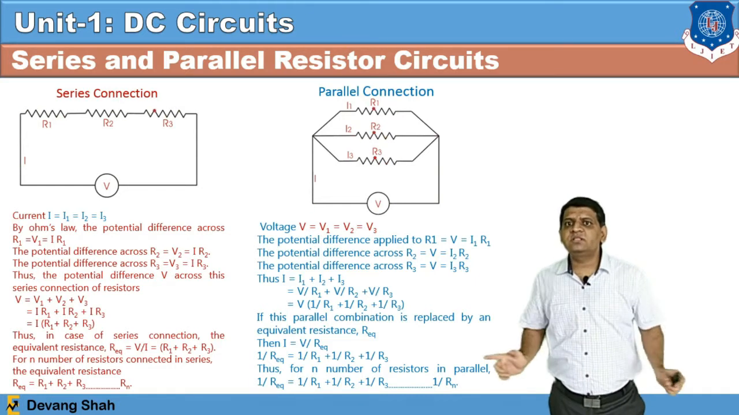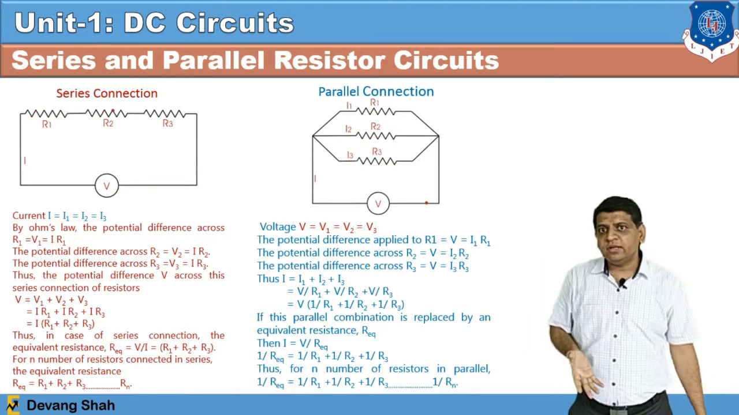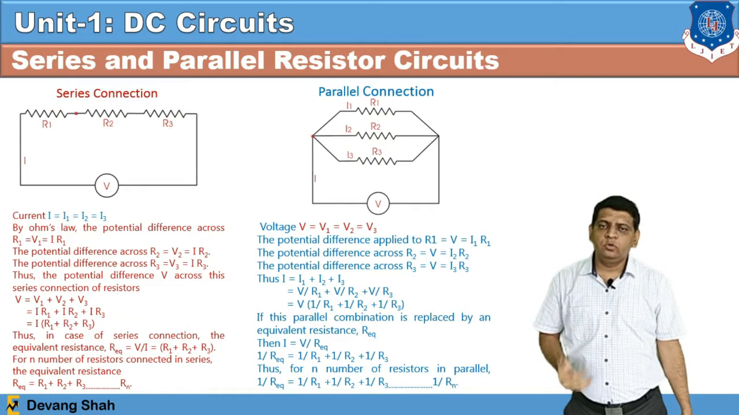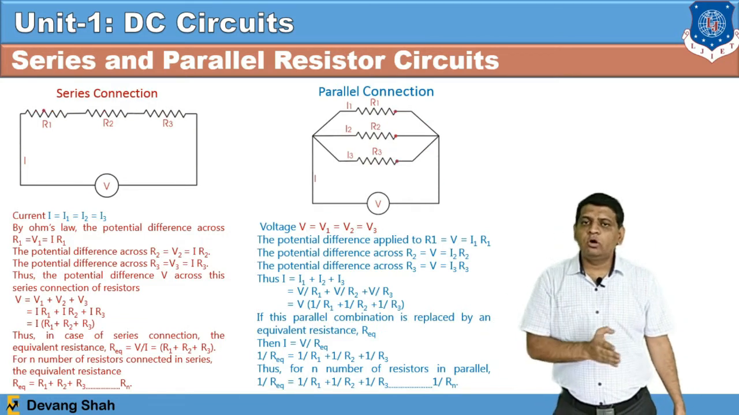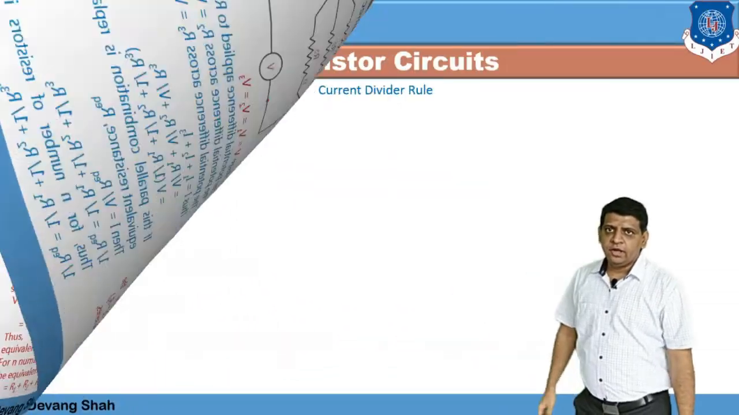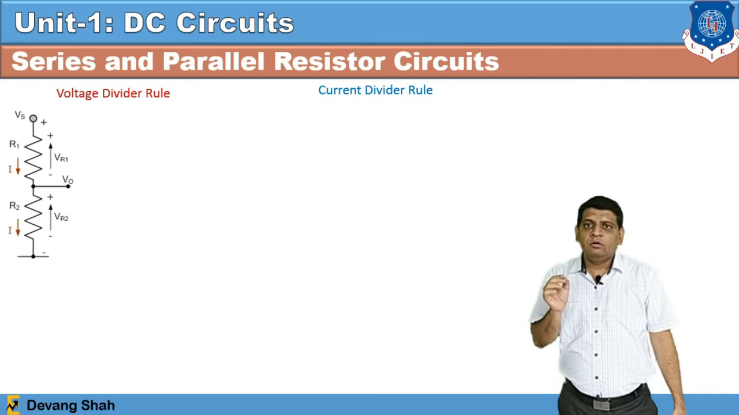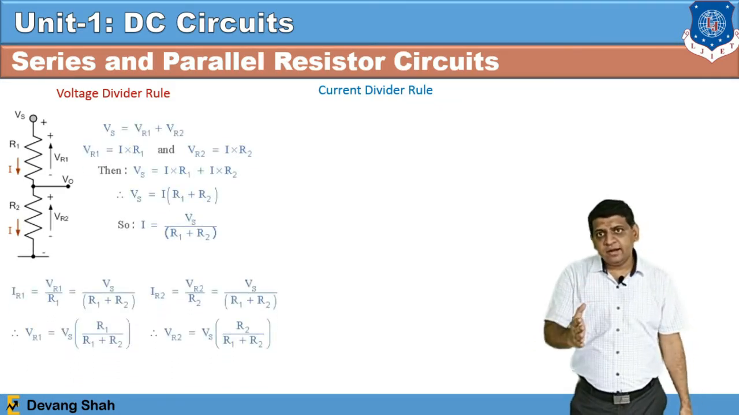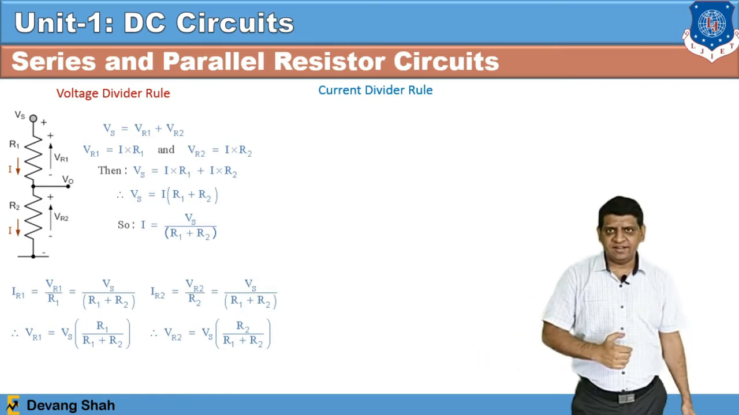If you connect all these three resistances in parallel, and if you are going to connect n number of resistances, that means 1 by Rp is equal to 1 by R1 plus 1 by R2 plus 1 by R3 and so on up to 1 by Rn. Now, based on the series and parallel combination, you can find the voltage across each resistance. Let's say here you divide it into two rules. One is called the voltage divider rule and another one is called the current divider rule, right?